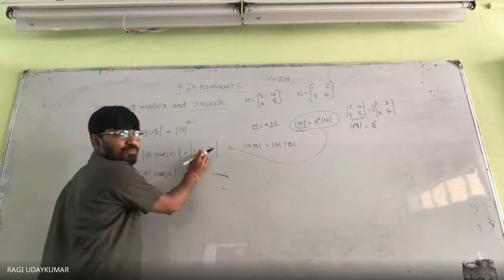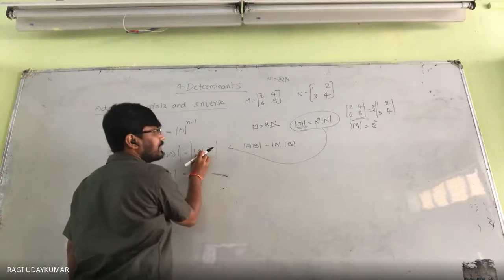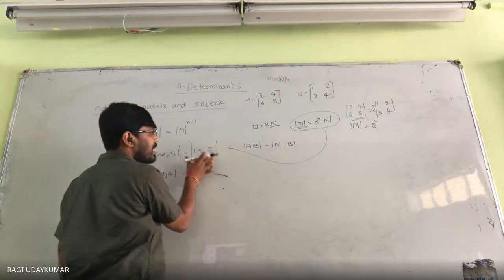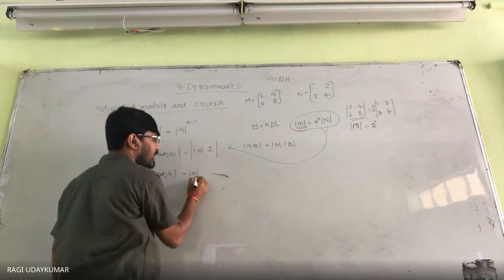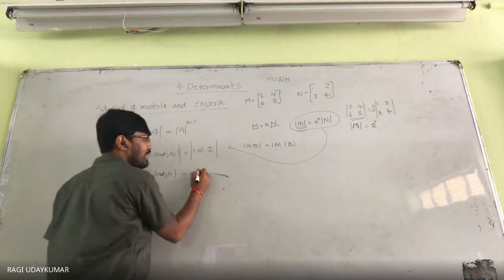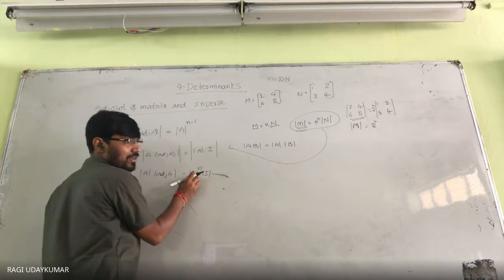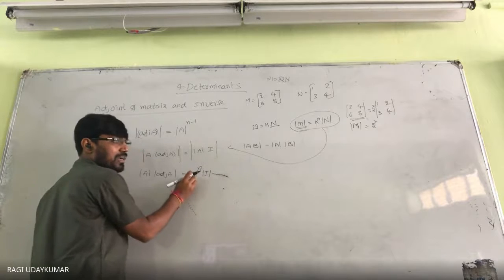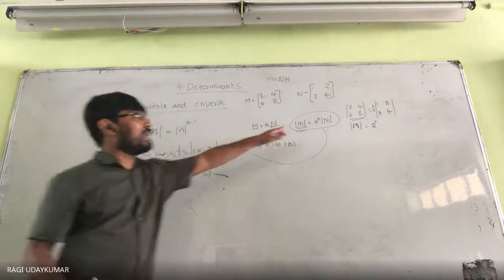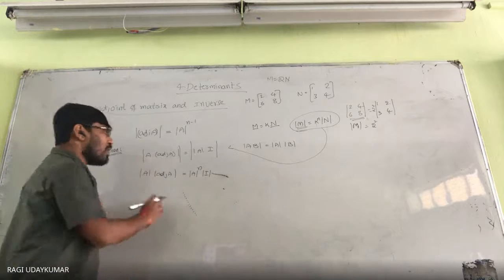Determinant of A is a number, just like K. So I want the determinant of K times A, which is K to the power of n, because these are matrices of order n, into the determinant of A. Determinant of A is a number, just like K. K to the power of n into determinant of A.